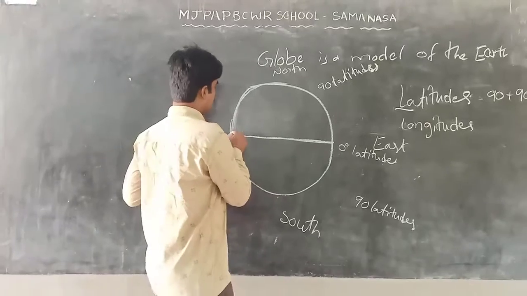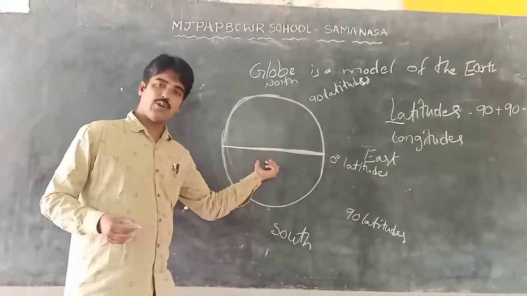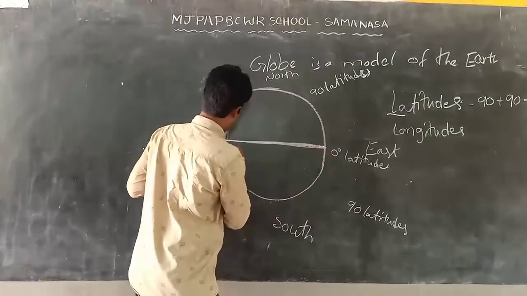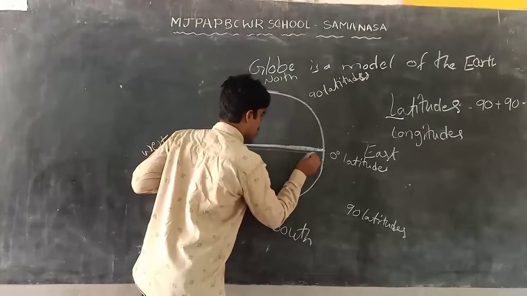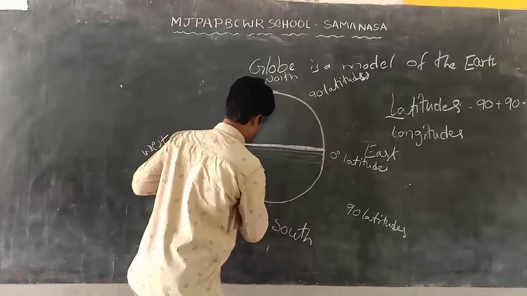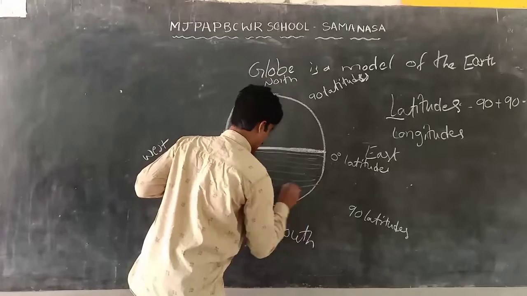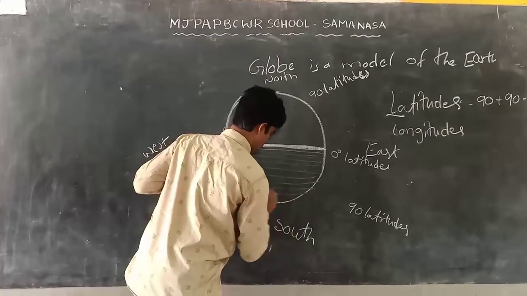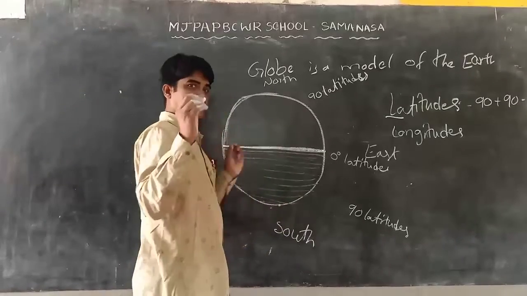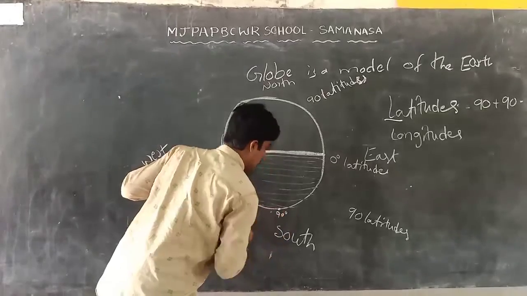The 0 degree latitude is the uncountable latitude. Then next one, 1, 2, like that. These imaginary lines on the globe are drawn from west to east up to 90 degrees. The 90 degree latitude is just a point.